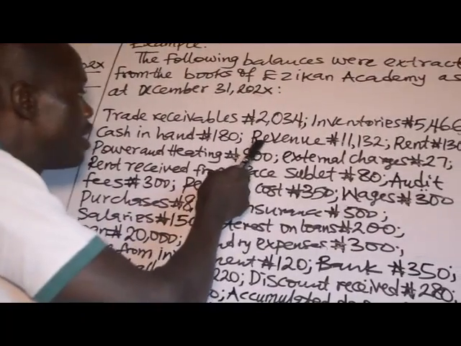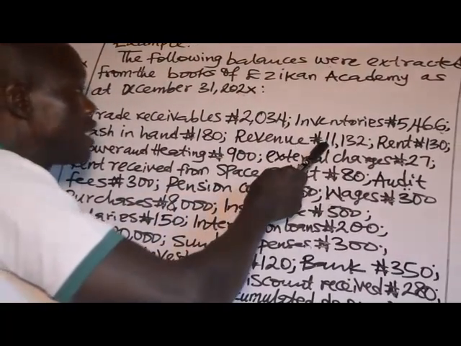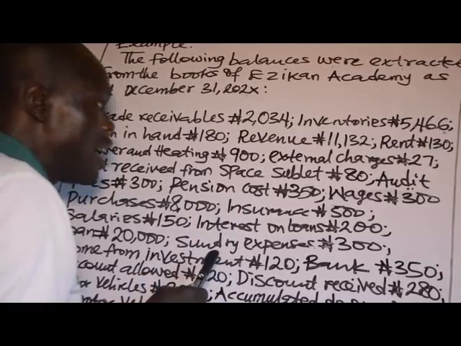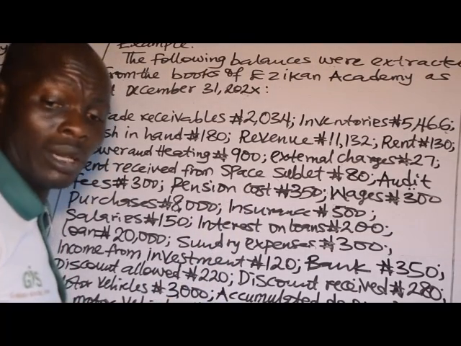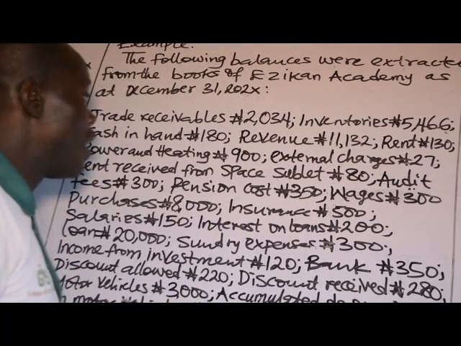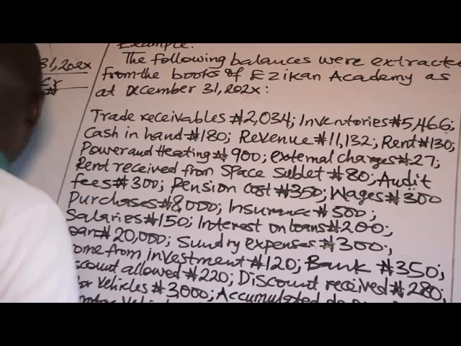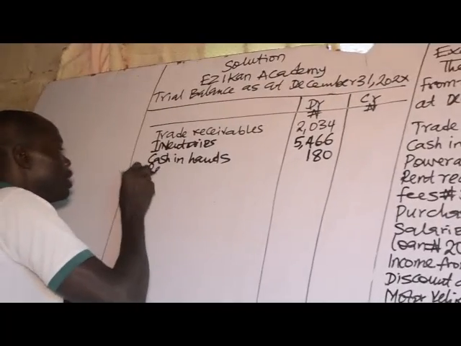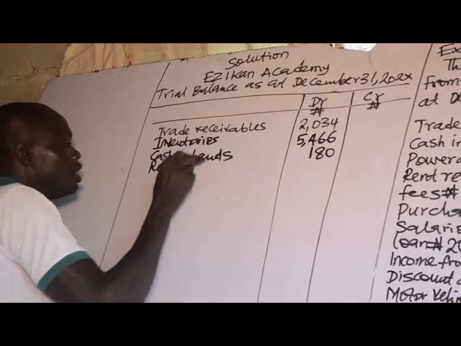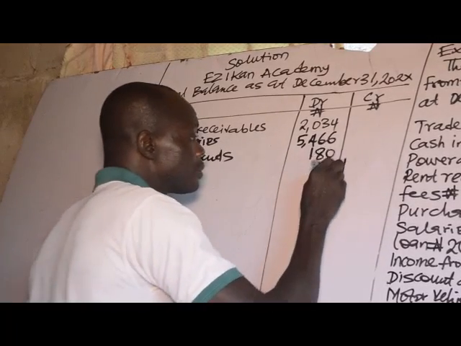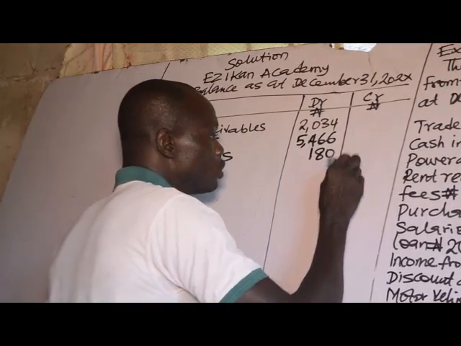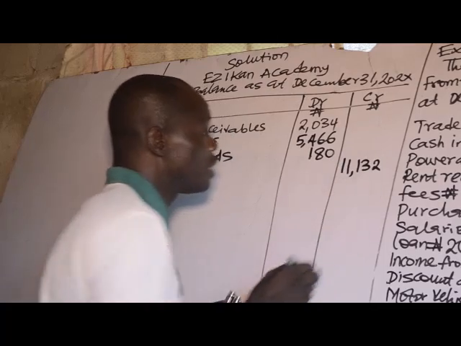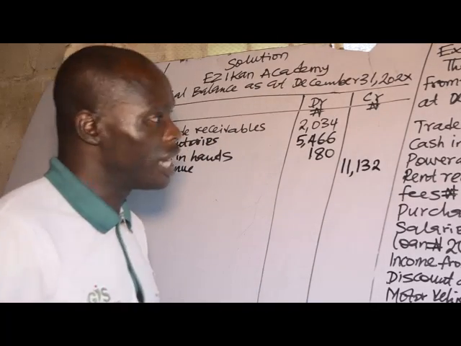Back to the question. We have revenue 11,132. Revenue is an income. Therefore, it should be credited.